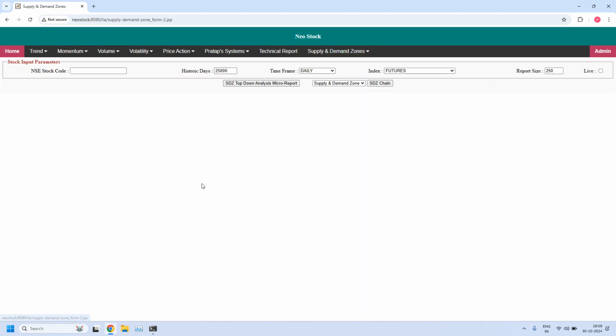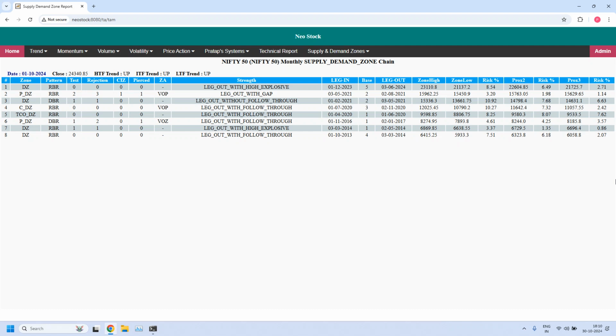Next, let us generate stock NIFTY and BANKNIFTY supply demand zone chain. Let's start with NIFTY. NIFTY 50, starting with monthly time frame. I am generating monthly supply demand zone chain for NIFTY. So this is NIFTY monthly supply demand zone chain.